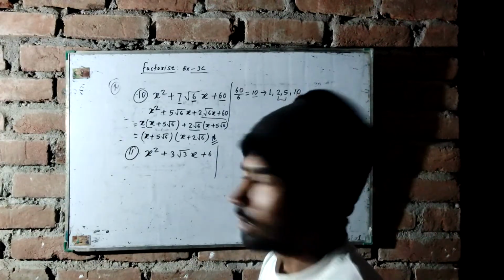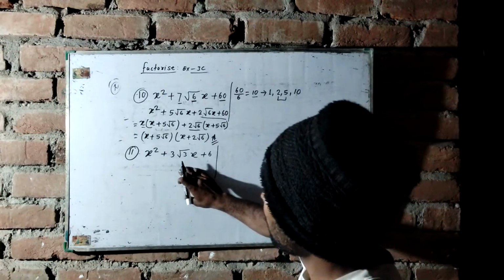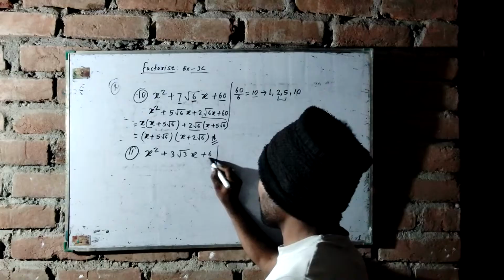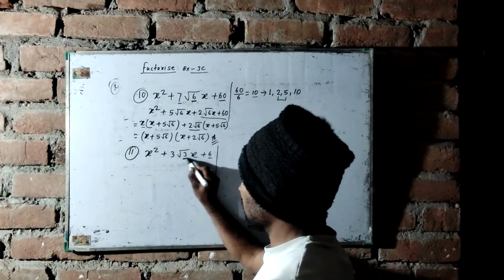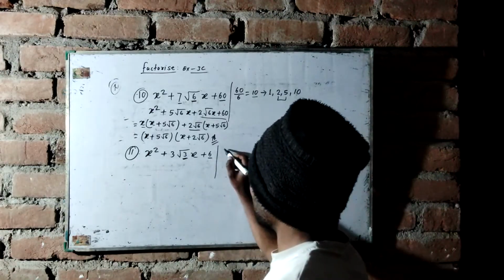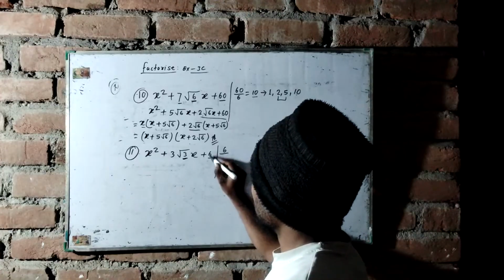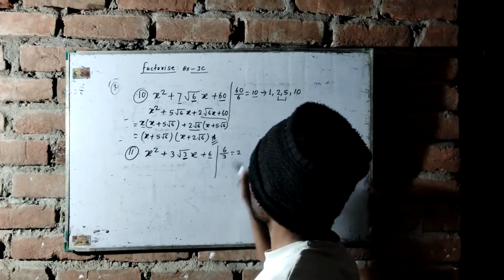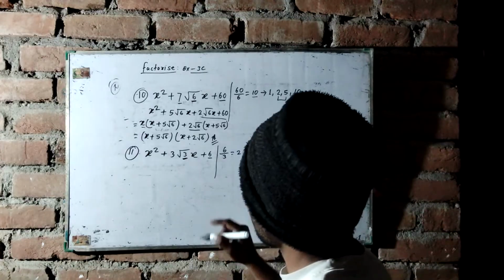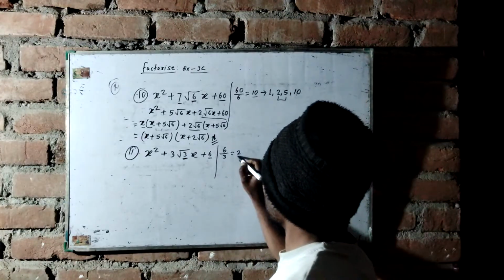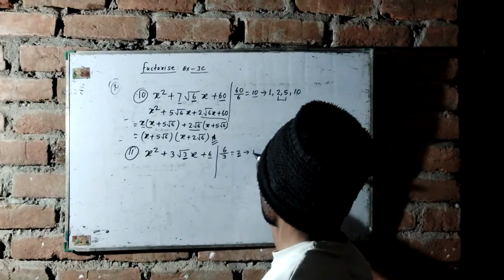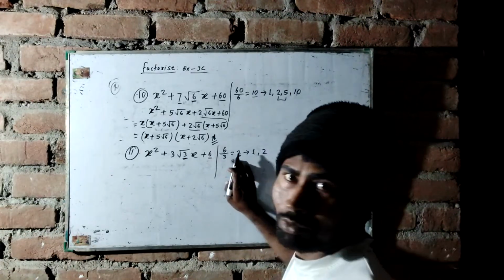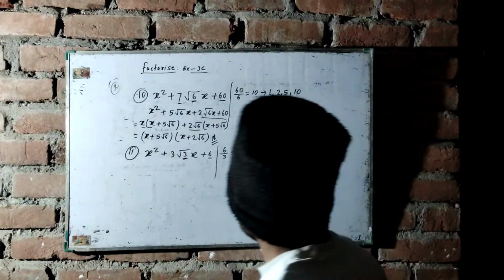Now, first of all, to make this polynomial easy to solve, we have to divide this constant number by this number. After dividing 6 by 3, we get 2 as a quotient. Now, we have to write all factors of this quotient, and we get 1 and 2 as factors of 2.